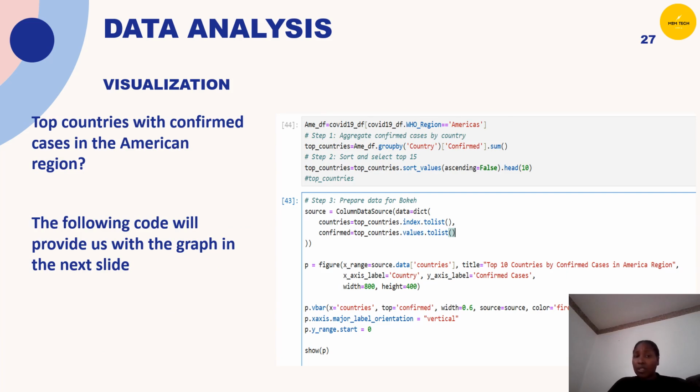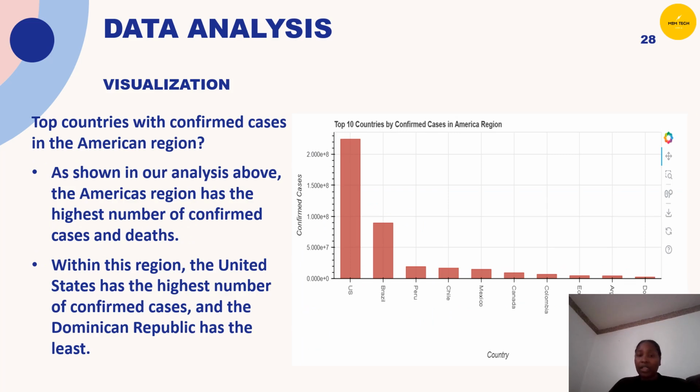Top countries with confirmed cases in the American region. When we look at all our previous analysis, the America region shows the highest death rates, the highest active cases, and the highest confirmed cases. So we need to see which country is contributing the most COVID cases for America. We use the following code to show this graph, and according to this bar graph, the US shows the highest confirmed cases in the American region.